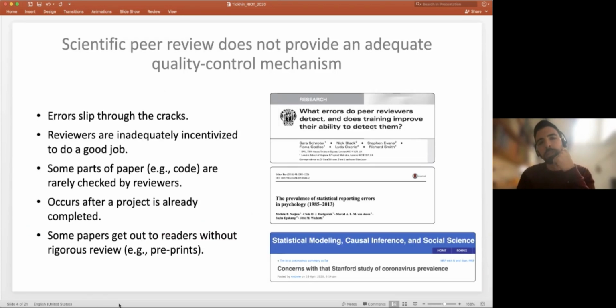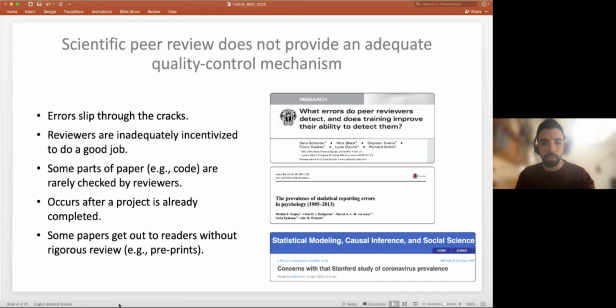So what motivated us to do this? The main mechanism of quality control in science is peer review. Unfortunately, we know that peer review is not useless, but it's imperfect in many ways. We know errors slip through the cracks. We know this because people find errors in published literature after it has been peer reviewed. And we also know this from empirical work where people have introduced errors into published papers. This was done with some randomized controlled trials in medicine, to see how many individuals can detect those errors and whether training helps.